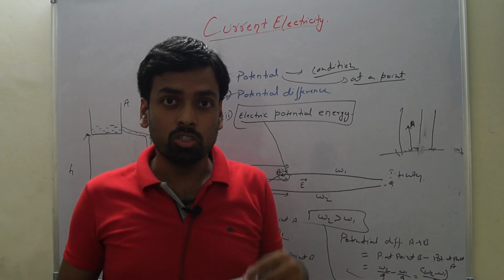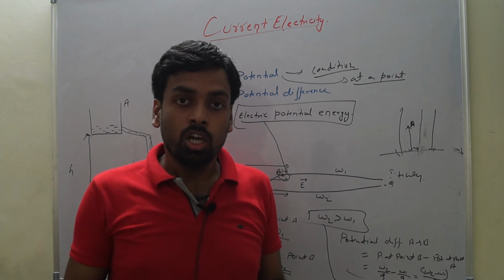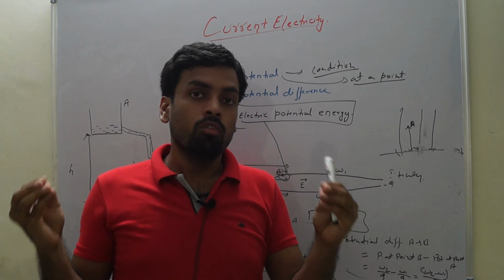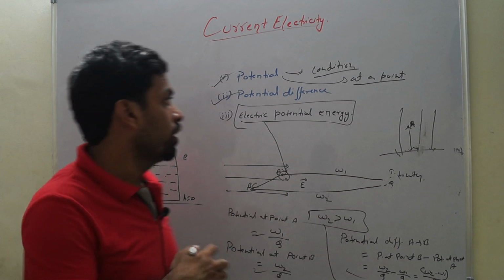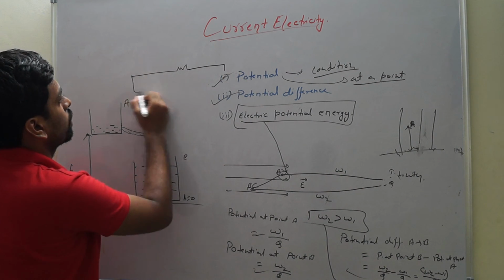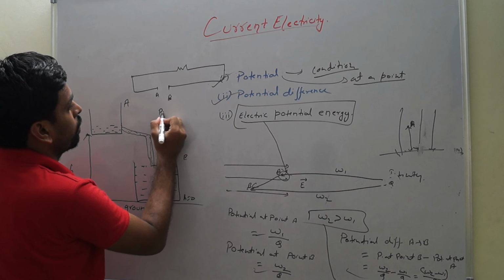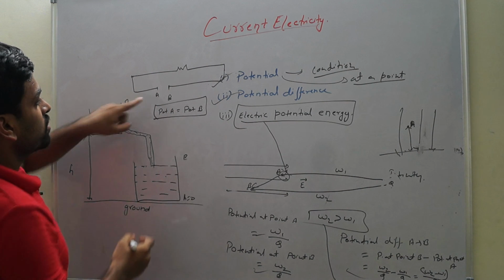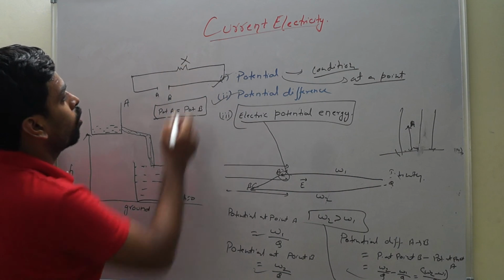So by now you should at least know that if there is no potential difference, there won't be any flow of electrons from one end to another. If we want electrons to flow from one end of a wire to another end, we must create a potential difference. Potential difference is very much required. Suppose we have a wire with a resistor, and both ends A and B of the wire are at the same potential, meaning the potential of A is equal to the potential of B. Then there won't be any flow of current at all.